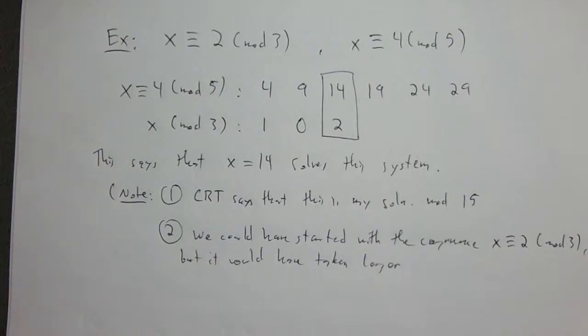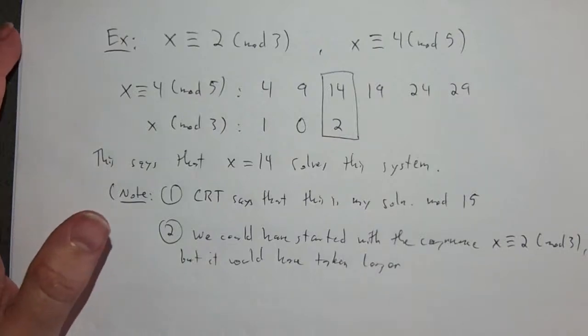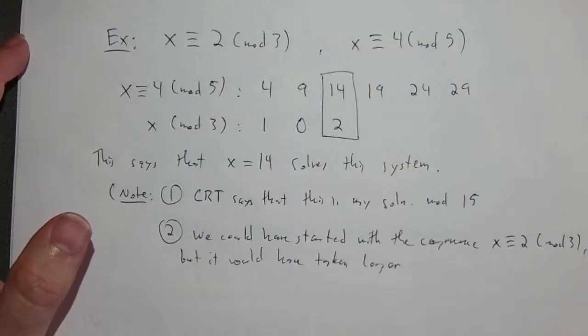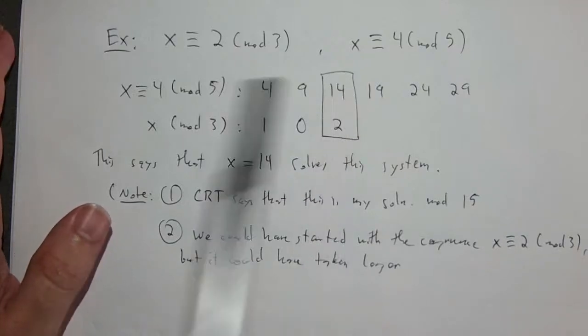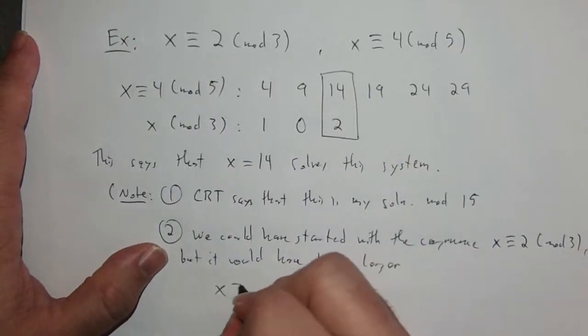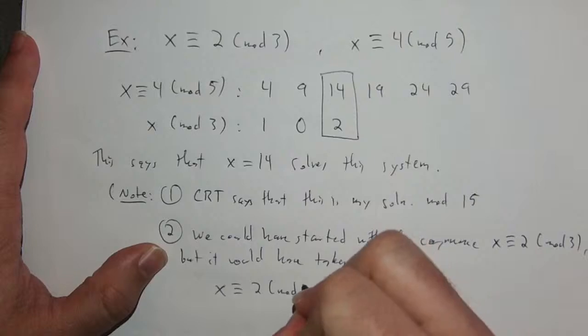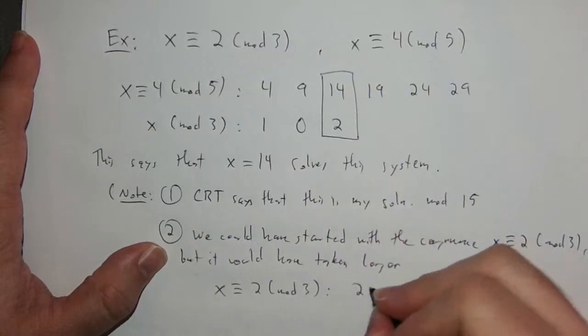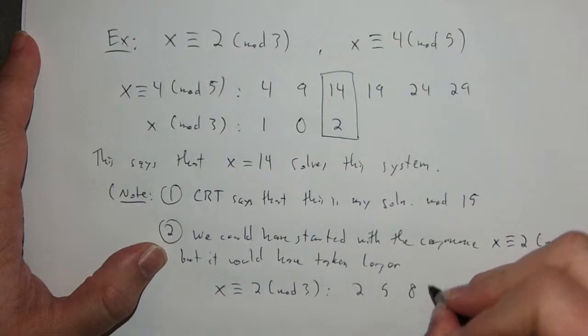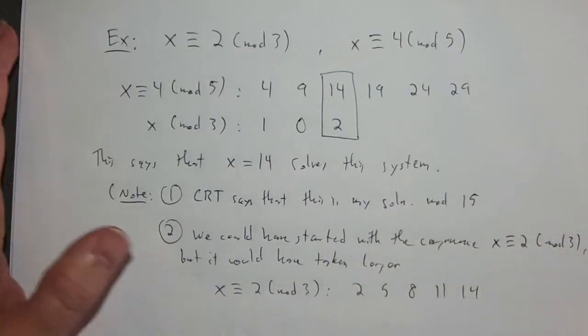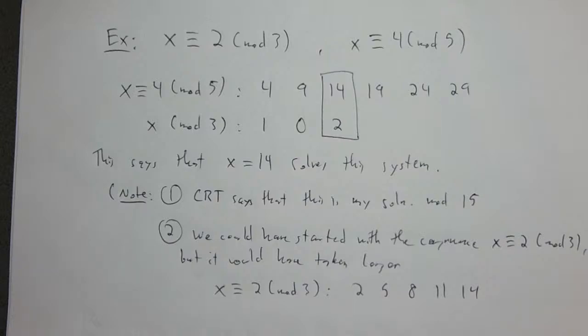Not much longer, just a couple of entries here, because we would have had to list out more things. So if I was doing my list here, I got it as the third entry. If I was listing out x is congruent to 2 mod 3, what would that look like? Well, that's 2, and then 5, and then 8, and then 11, and then 14. So I wouldn't have got to 14 until my 5th entry instead of my 3rd entry. Is that the biggest deal in the world? Of course not, but this is the reason why in this process you can optimize this by just starting with the congruence having the largest modulus.